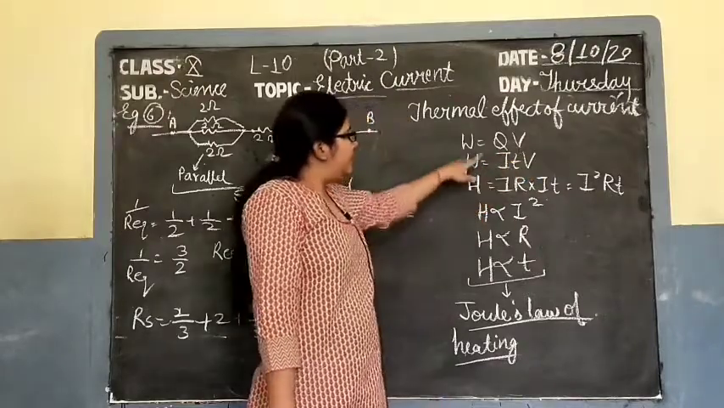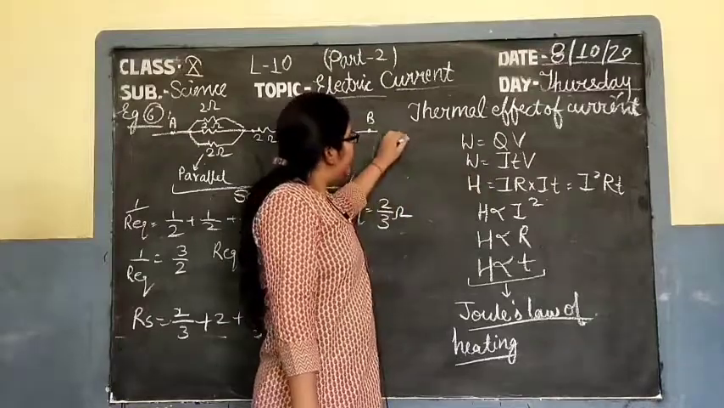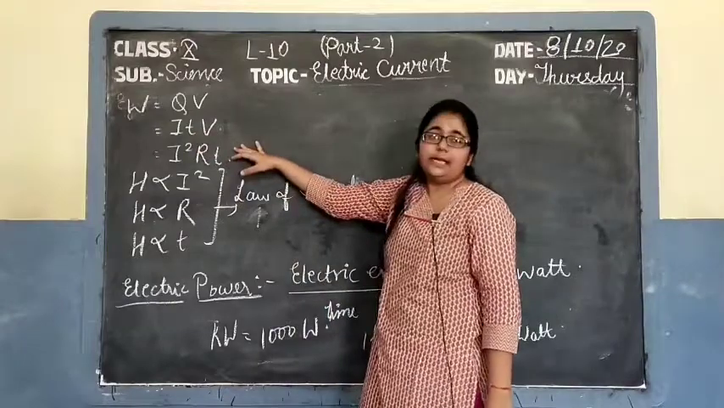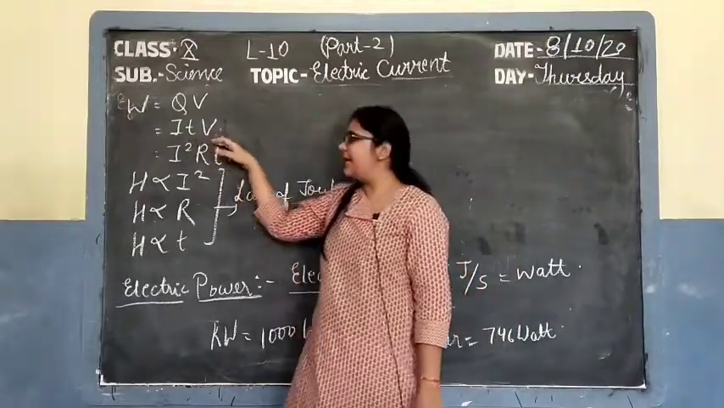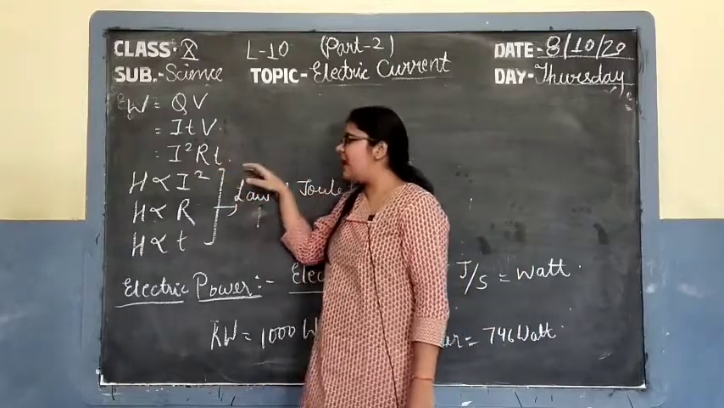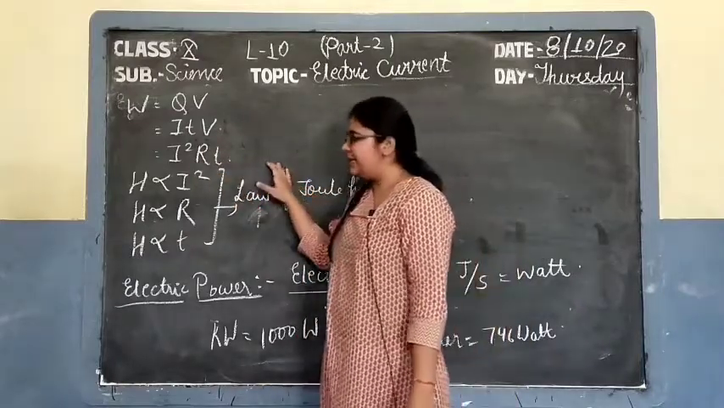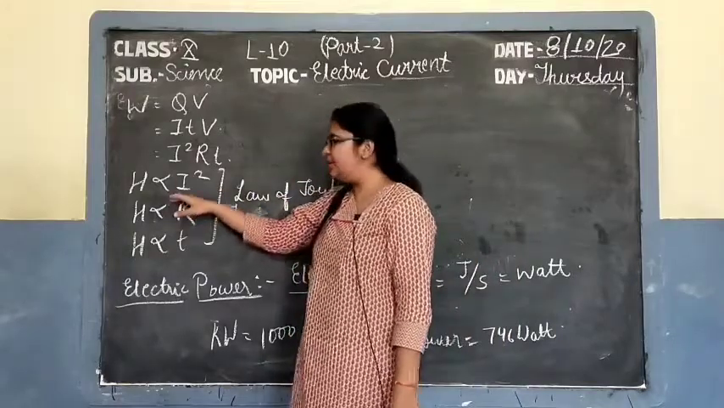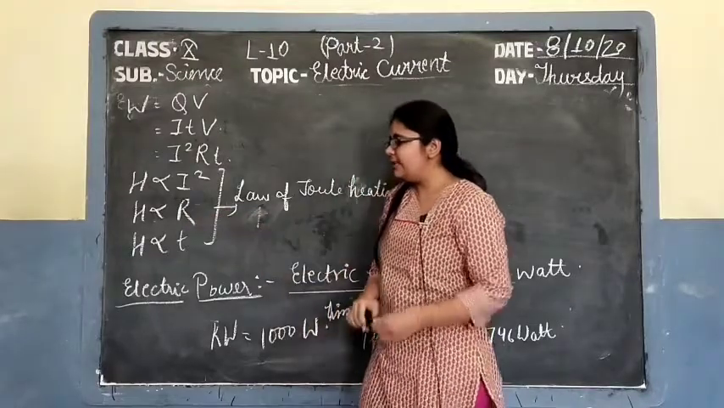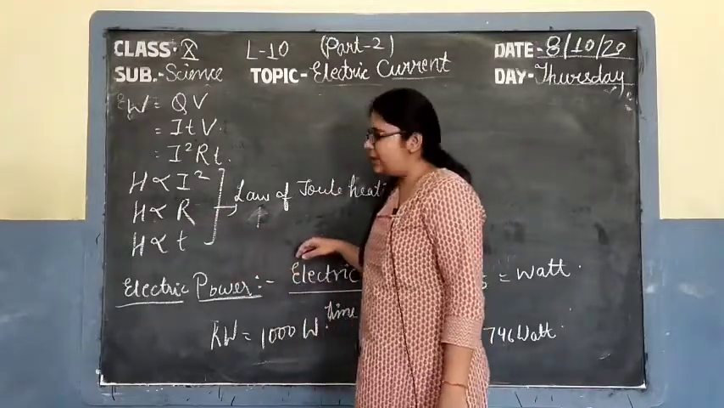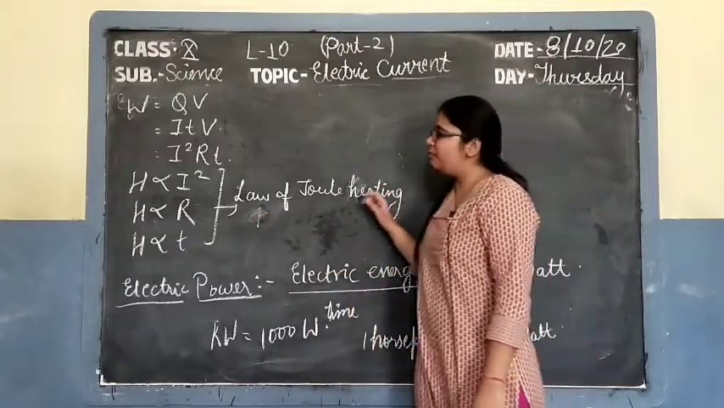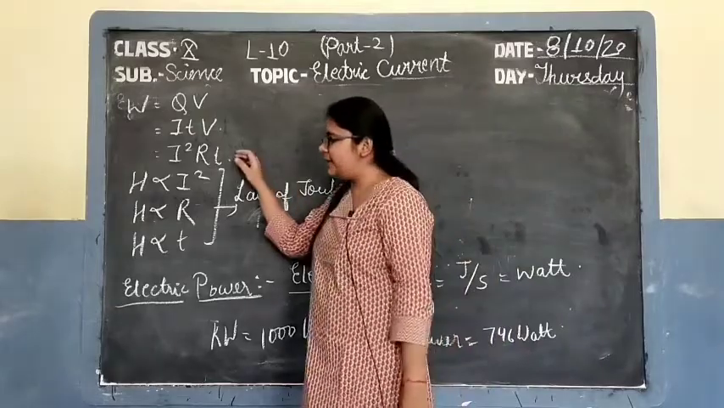You can write Q is equal to IT, as I is Q by T, then Q will be IT, and V is IR by Ohm's law. Then we will get the work done is equal to I square RT. So by that you can say that heat produced is directly proportional to I square, directly proportional to the resistance of the circuit, as well as directly proportional to the time taken. This law is known as the law of Joule heating. So the formula of heat produced will be I square RT.